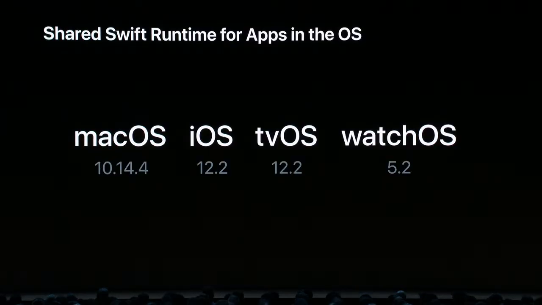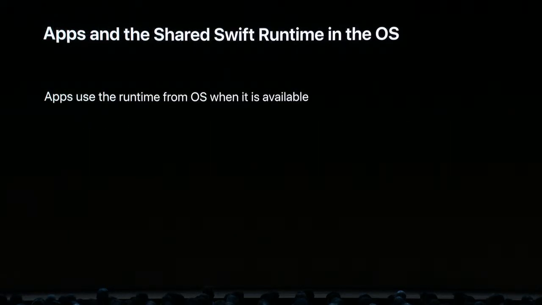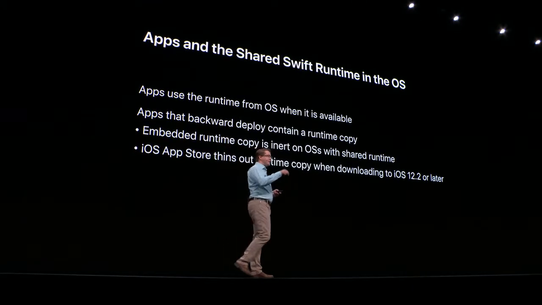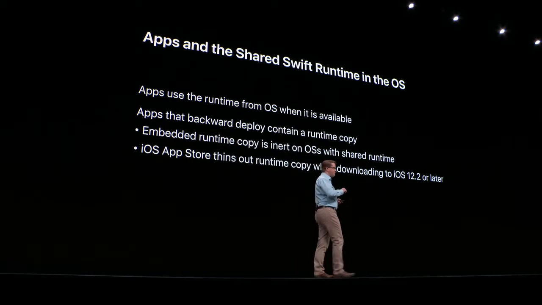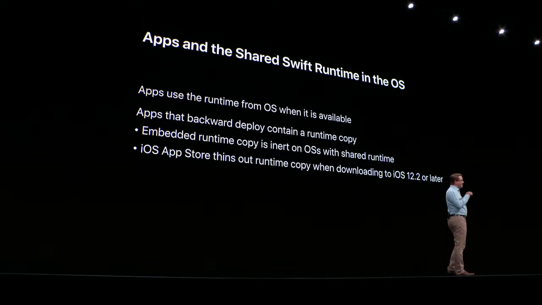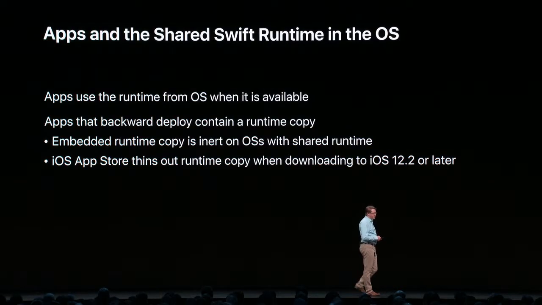So how does this actually work? When does this come into play? If your app is built with Swift 5 or later, it will always use the shared runtime in the OS when it is present. However, you may still be building your app to deploy back to an earlier OS release that doesn't have that runtime. In that case, Xcode will continue to bundle a copy of the runtime in your app so it can continue to run on those older OS releases. But we will always prefer to use the copy that's in the OS itself, so that that copy in the app will be inert when running on a newer system.